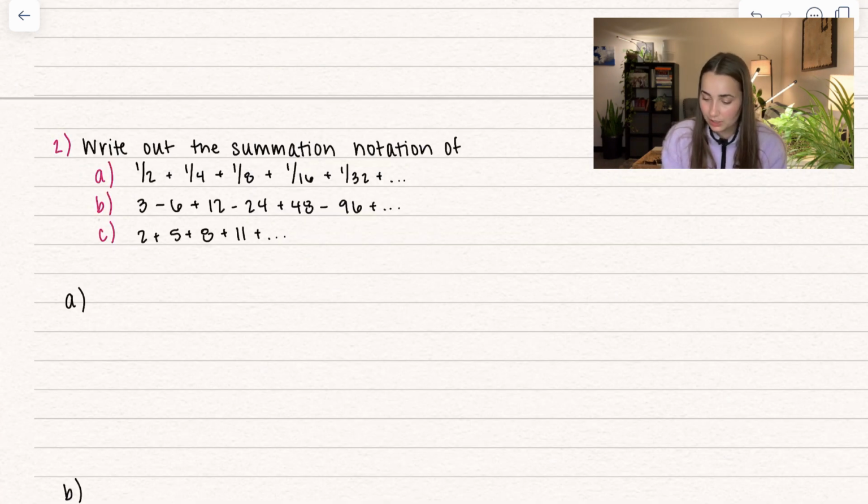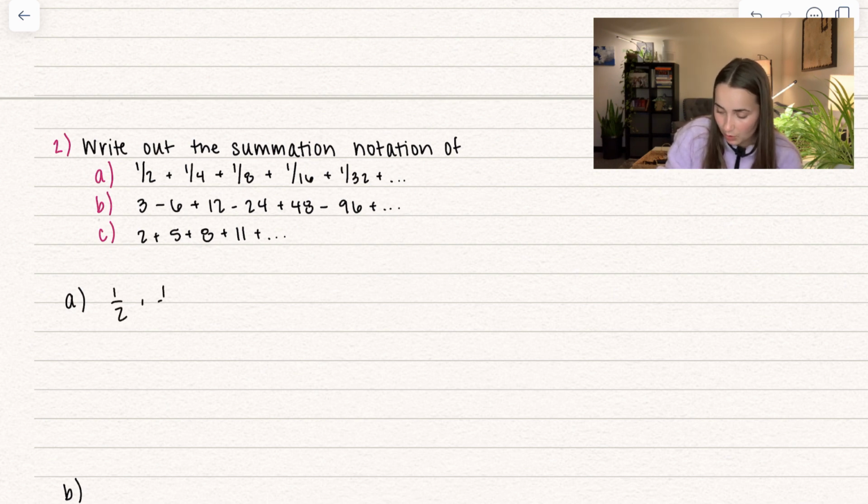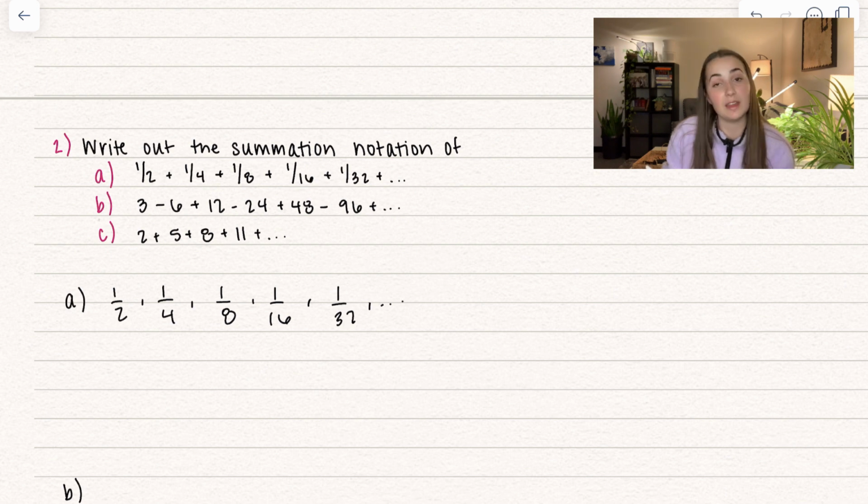Here, for problem 2, we're going to write out the summation notation of these 3 sequences. So let's go ahead and do the first one. We have 1/2 plus 1/4, 1/8, 1/16 plus 1/32, and then adding on forever. So what we want to do is write a formula first, right? I want to write a formula for all of these terms. So the terms we have is 1/2, and it goes on forever. Think of this as the sequence portion. It's like we're writing an explicit formula for a sequence.